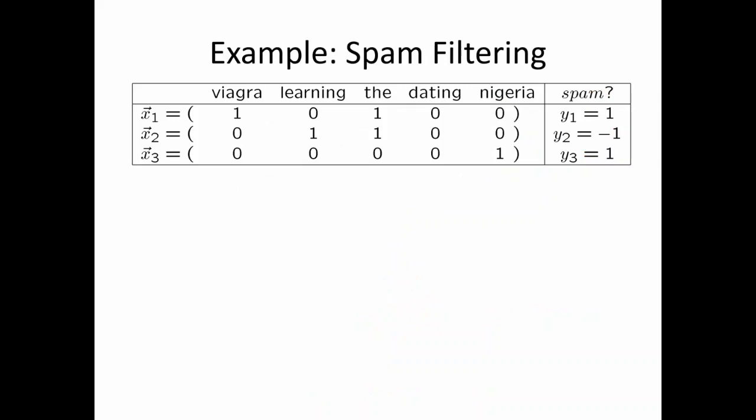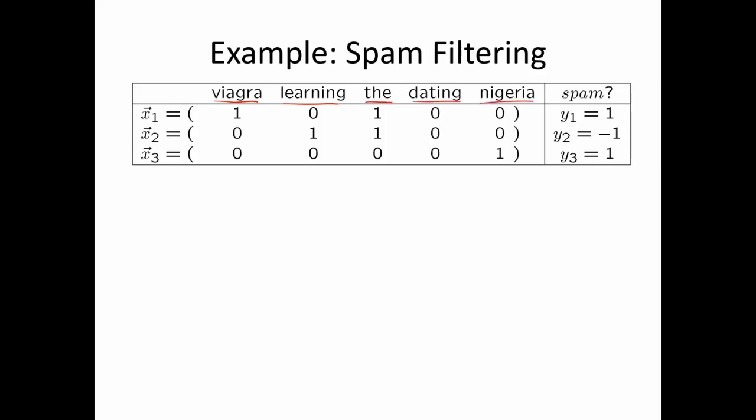Let's study linear classifiers using spam filtering as an example. So we want to build a classifier that can identify spam emails. And we've defined 5 features. Does the email contain the word Viagra? Does it contain the word learning? Does it contain the word the, dating, and Nigeria?